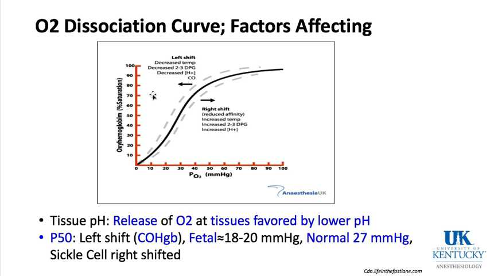The P50, although it's normally 27, there are some things that can change that. Carbon monoxide shifts it to the left. Fetal hemoglobin tends to be lower than maternal hemoglobin because it wants to grab onto oxygen from the mother. And sickle cell actually shifts it to the right from that normal 27 to a higher number.